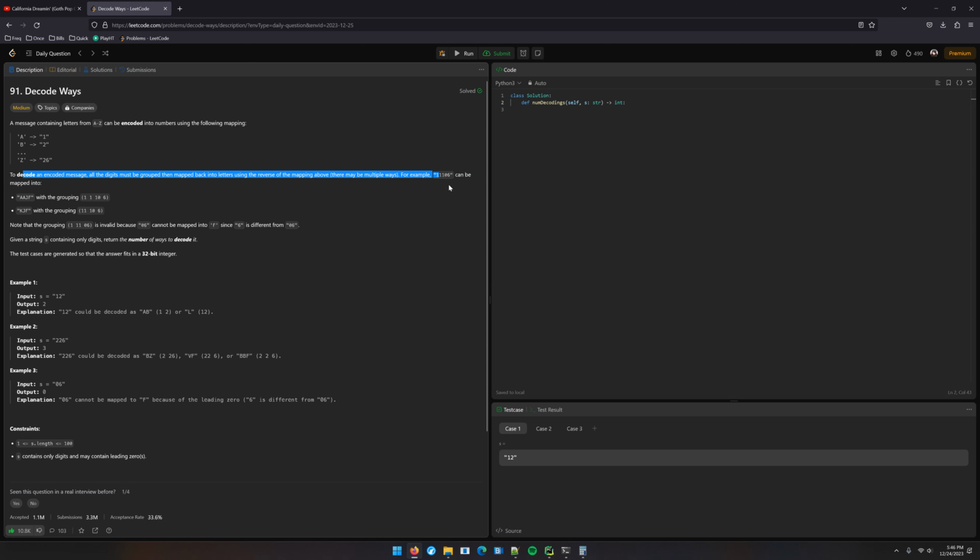For example, 11106 can be mapped into AAJF or KJF. Note that the grouping (1 11 06) is invalid because 06 cannot be mapped into F, since 6 is different from 06. The test cases are generated so that the answer fits into a 32-bit integer. Well, that's convenient.